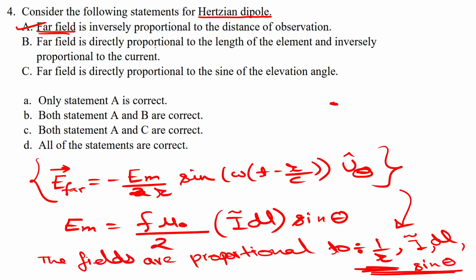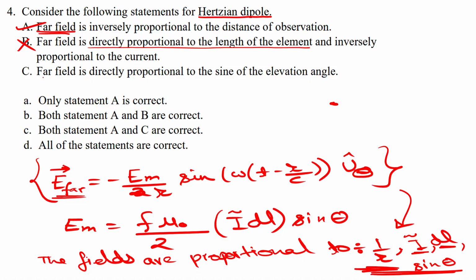Statement B is far field is directly proportional to the length of the element. Yes, it is directly proportional to the dl. And it's saying and inversely proportional to the current. No, it's directly proportional to the current. So if the current increases, this E field intensity will increase. Means it is directly proportional, not inversely proportional. So statement B is not true.